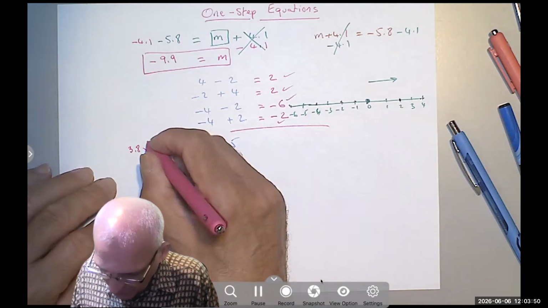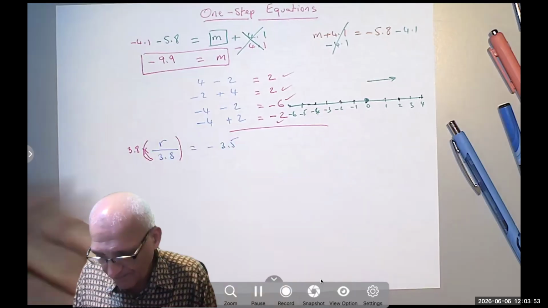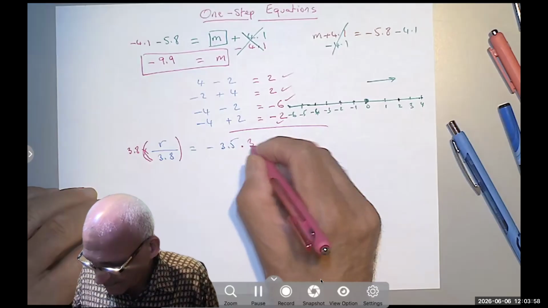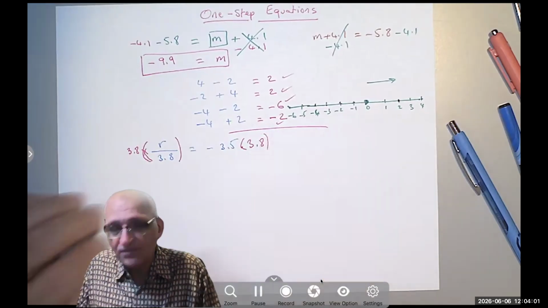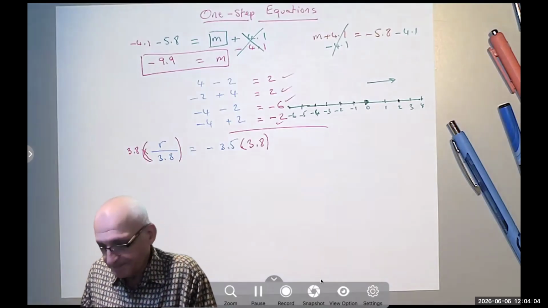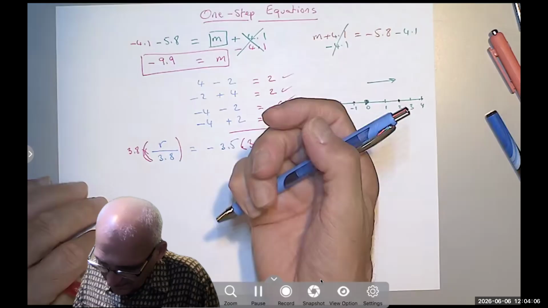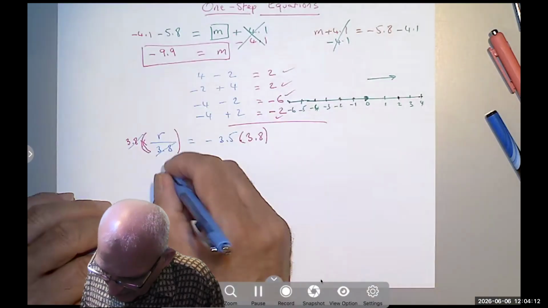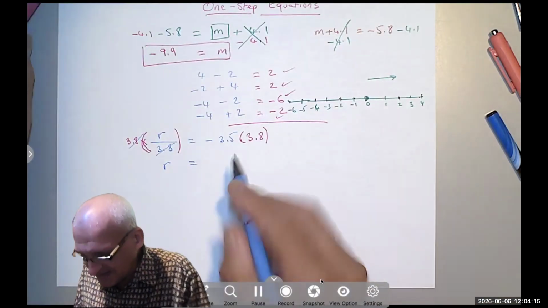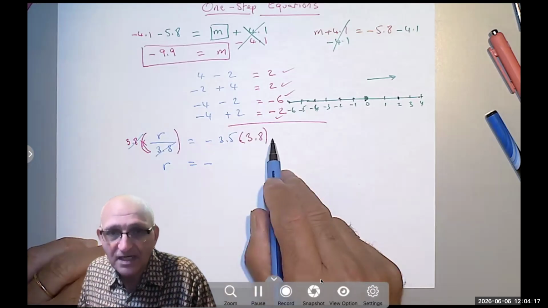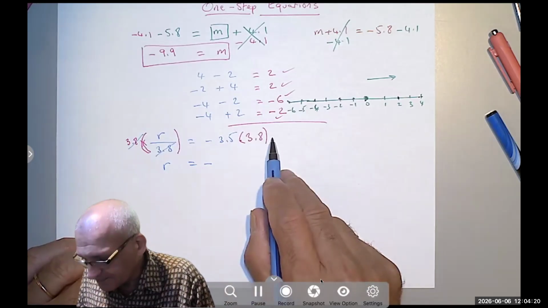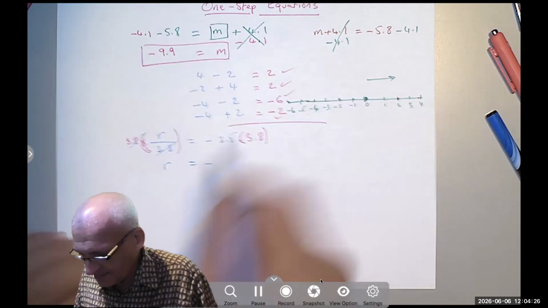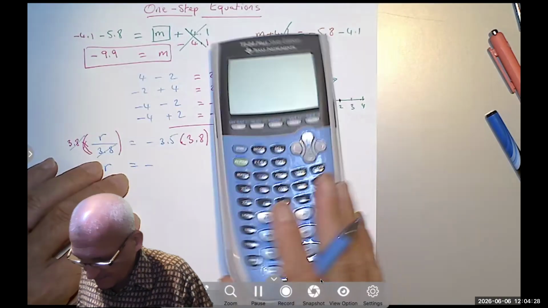Some people prefer to use parentheses. And I'm going to say times 3.8 or 3.8 between parentheses, doesn't matter. Now you see in the left-hand side, the 3.8 divided by 3.8 is 1, so the left-hand side is only R. The right-hand side is negative 3.5 times 3.8. This is what? So it's like 13.3 or something.